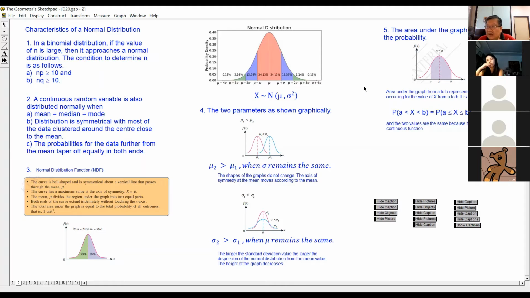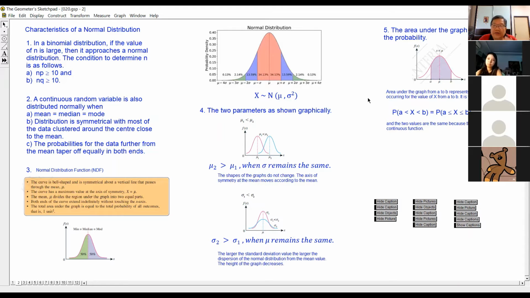Now this is unlike the binomial distribution, where you can have probability of X equal to a certain value, X equal to 1, X equal to 2, X equal to 3. For normal distribution, you cannot have probability of X equal to a number, because X is a continuous variable. Unlike binomial distribution, where X is a discrete random variable.